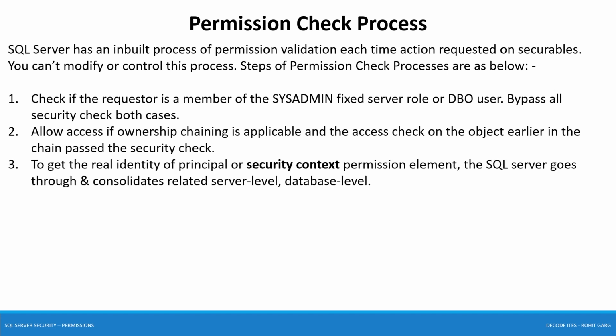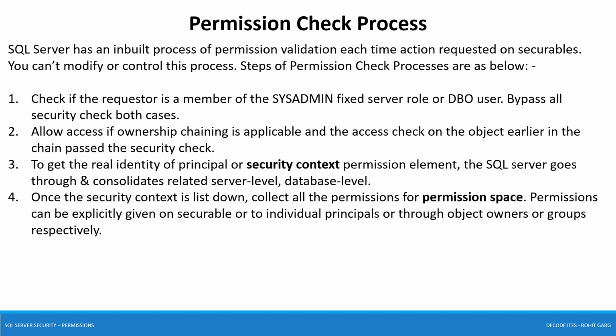Third is to get the real identity of the principal. SQL Server consolidates the list in which this principal exists. This may be the groups or any other server roles which are assigned to this principal. Once the security context is listed, collect all the permissions from the permission space. That means all the groups and server roles or database roles assigned to that principal that were listed in the last step, the permissions of those roles are now listed.